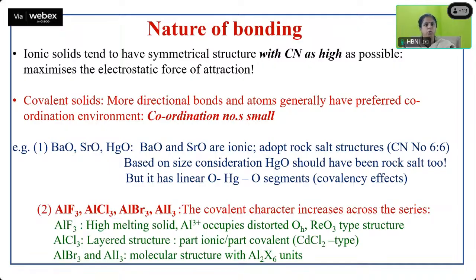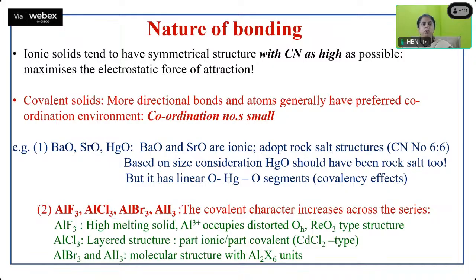But there is a limit to it. Now, what is that limit? That you will read in the radius ratio rule. The conclusion from this is that ionic solids tend to have more symmetrical structures, wherein the coordination numbers of both cations and anions are as high as possible. The only reason behind this is that they want to maximize the electrostatic force of attraction.